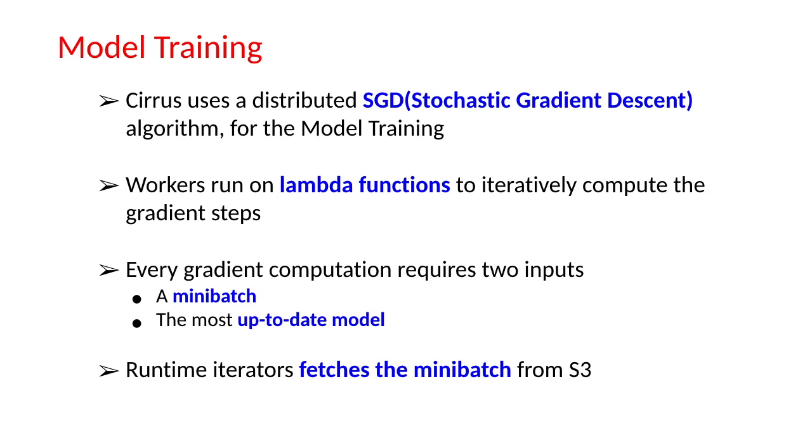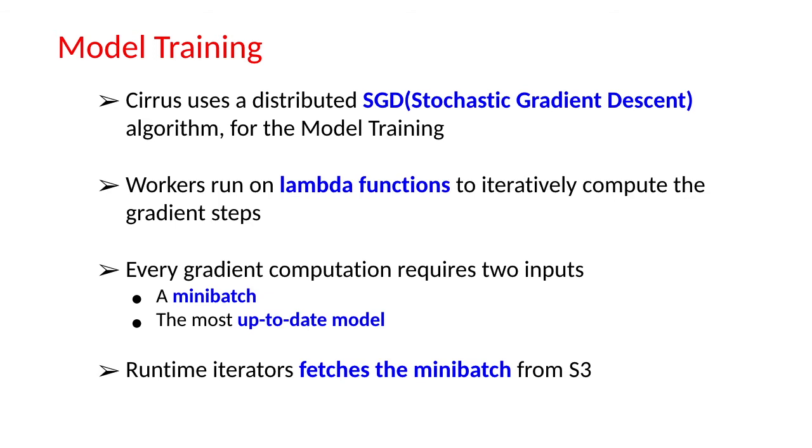The most up-to-date model is retrieved from the data store using the data store API, because it retrieves it synchronously for every iteration in which the worker computes a new gradient. This gradient is then sent asynchronously to the data store to update the model.